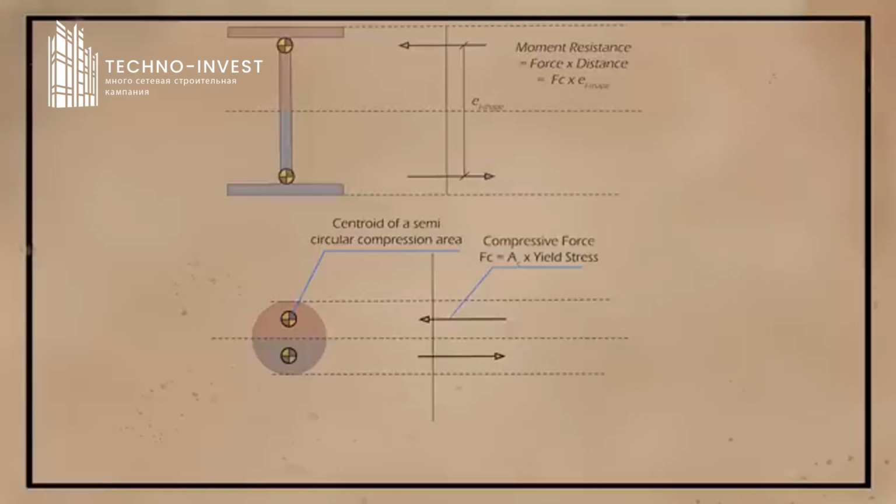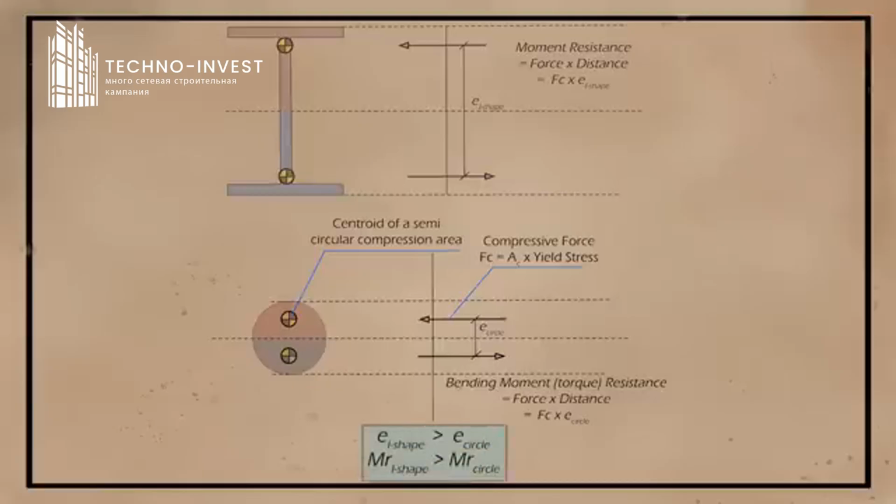The centroid of the compression and tension side are much closer towards the middle, which significantly shortens the moment arm. And since the moment resistance of the beam depends on the distance between these forces, we end up with a much smaller moment capacity. If we could shift the centroid of the area further away from the middle, then we would increase the bending resistance of the beam.